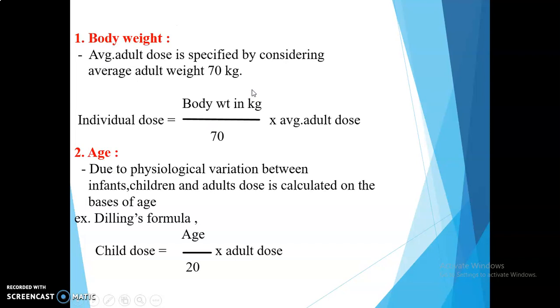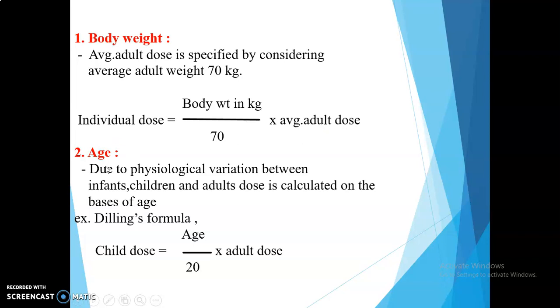Let us see one by one. Body weight. The average adult dose is specified by considering an average adult weight of 70 kg. But this dose may be less if prescribed in an obese person, that is above 100 kg, or it may be high in the case of a lean, that is malnourished patient, and also less in children. So the dose in such patients is calculated on the basis of body weight, and it is calculated by the formula: individual dose is equal to body weight in kg divided by 70 into average adult dose.